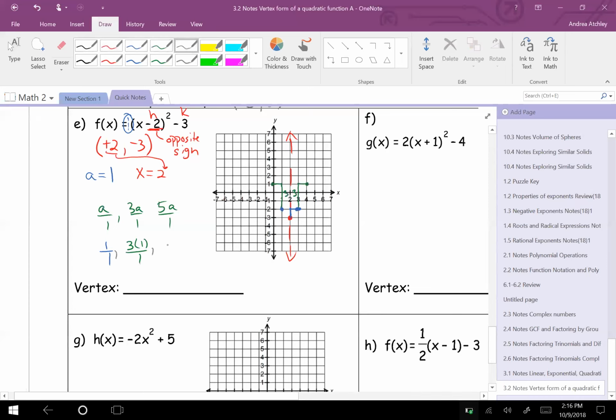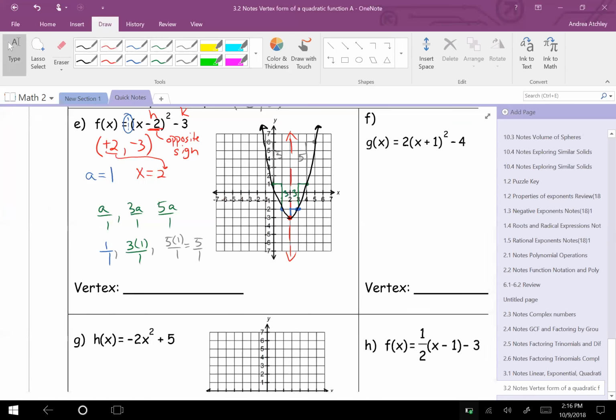And then the last one, I'm going to move 5 times 1 over 1. So I'm going to rise 5, 1, 2, 3, 4, 5, and run 1. Do the same thing on the other side. Up 1, 2, 3, 4, 5, and run 1. And so that's my parabola. Any questions over that? We're all good? Okay, so that's how you graph that.